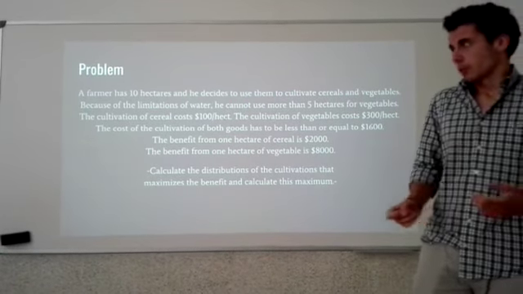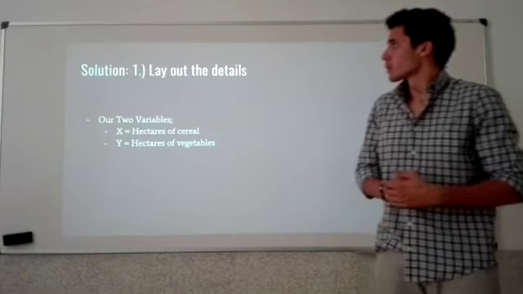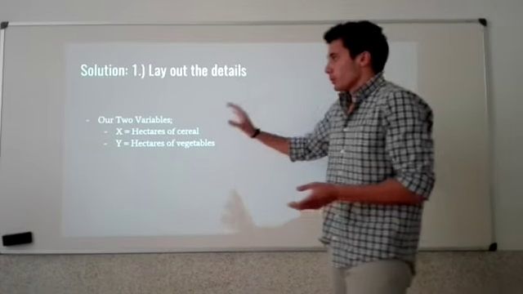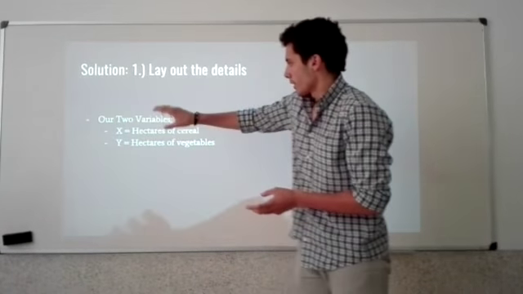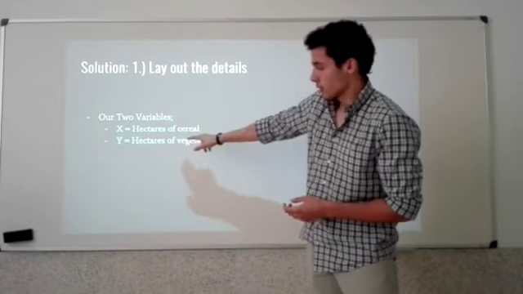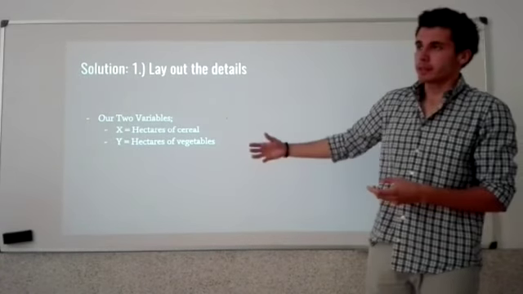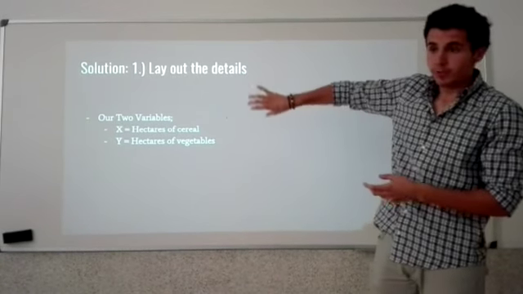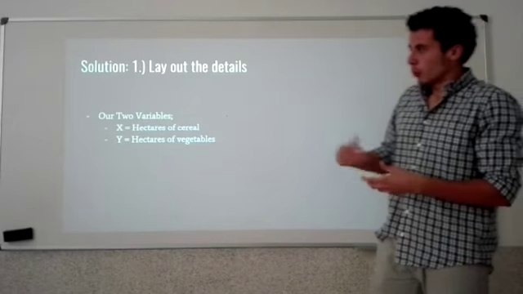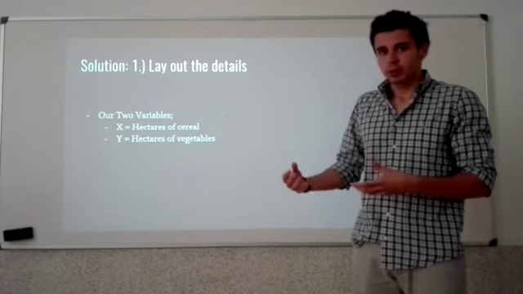And what is this maximum? So Joe, next slide please. First we will be working with these two variables: the hectares of cereal and the hectares of vegetables, which will depend on the other constraints we said before. This is what we will be working with in order to decide what the maximum is.